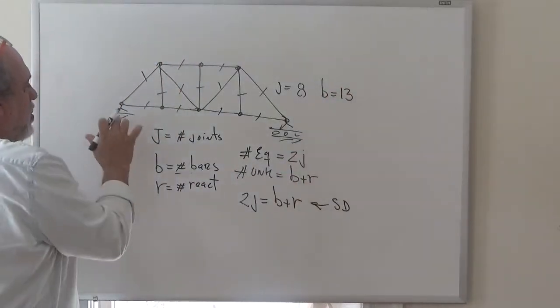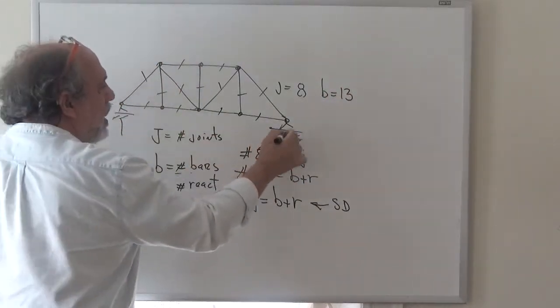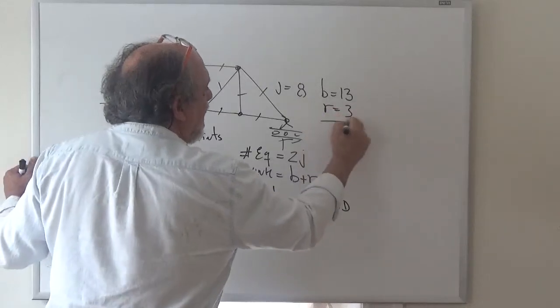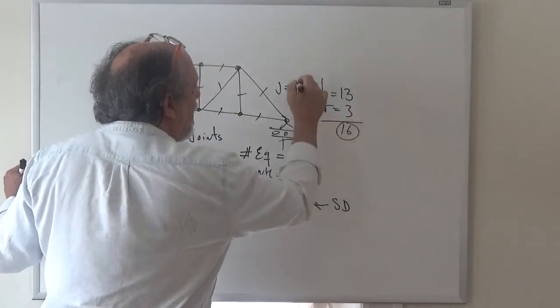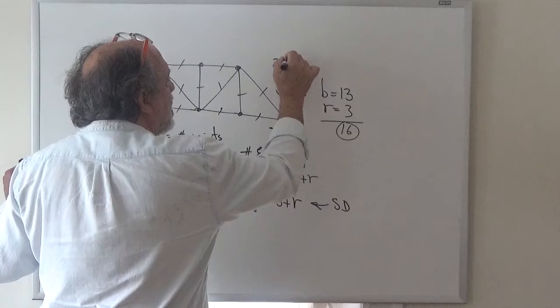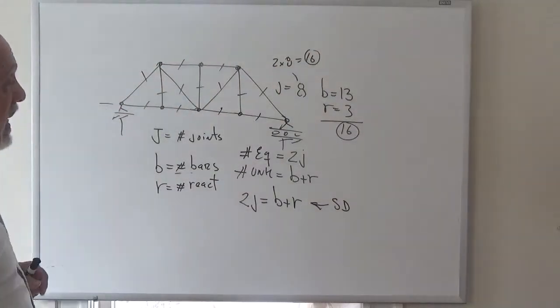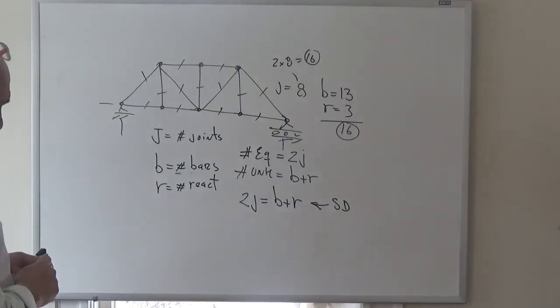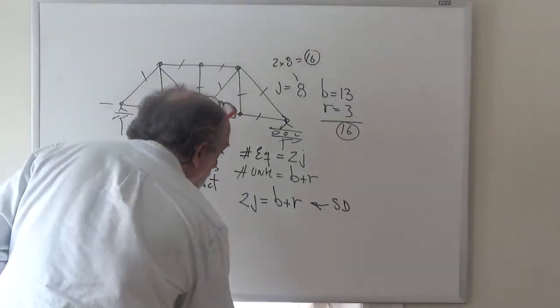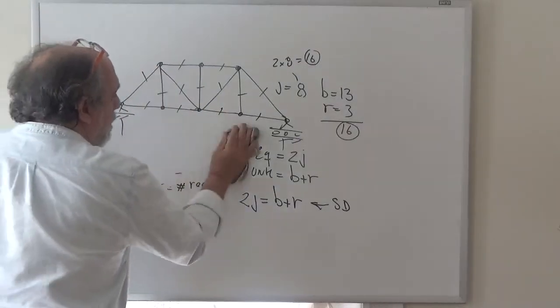And how many reactions? 1, 2, 3. So we see that the total number of unknowns is 16 and that 2 times the number of joints is 16, and yes, this structure is statically determinate, right? So that's a way to count for trusses.